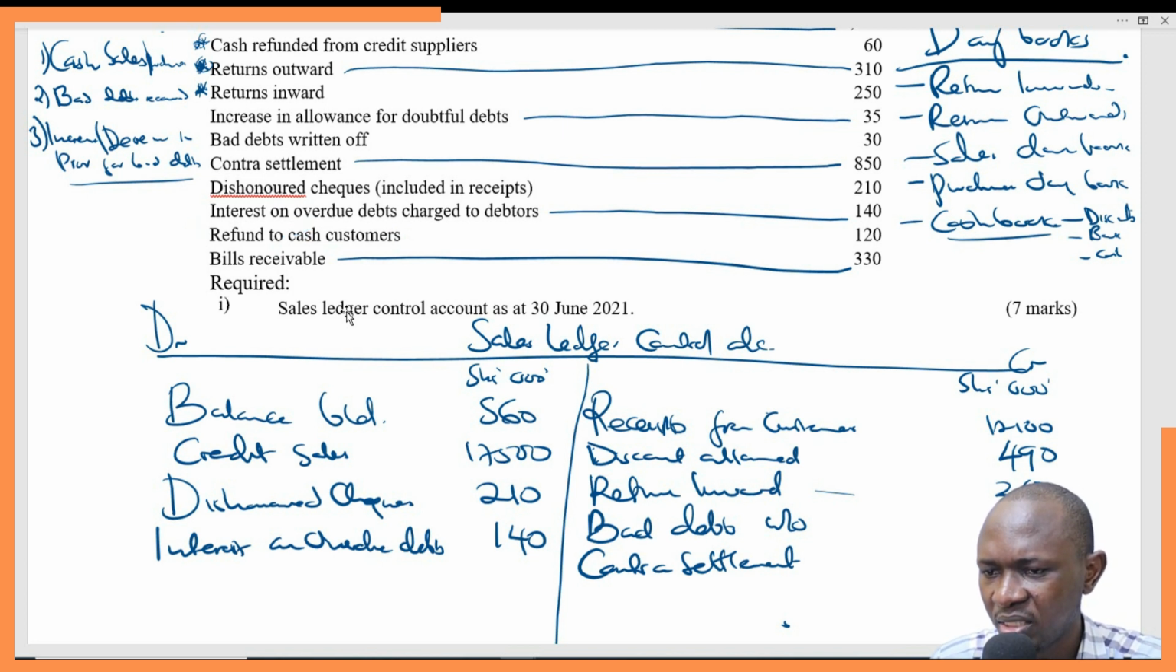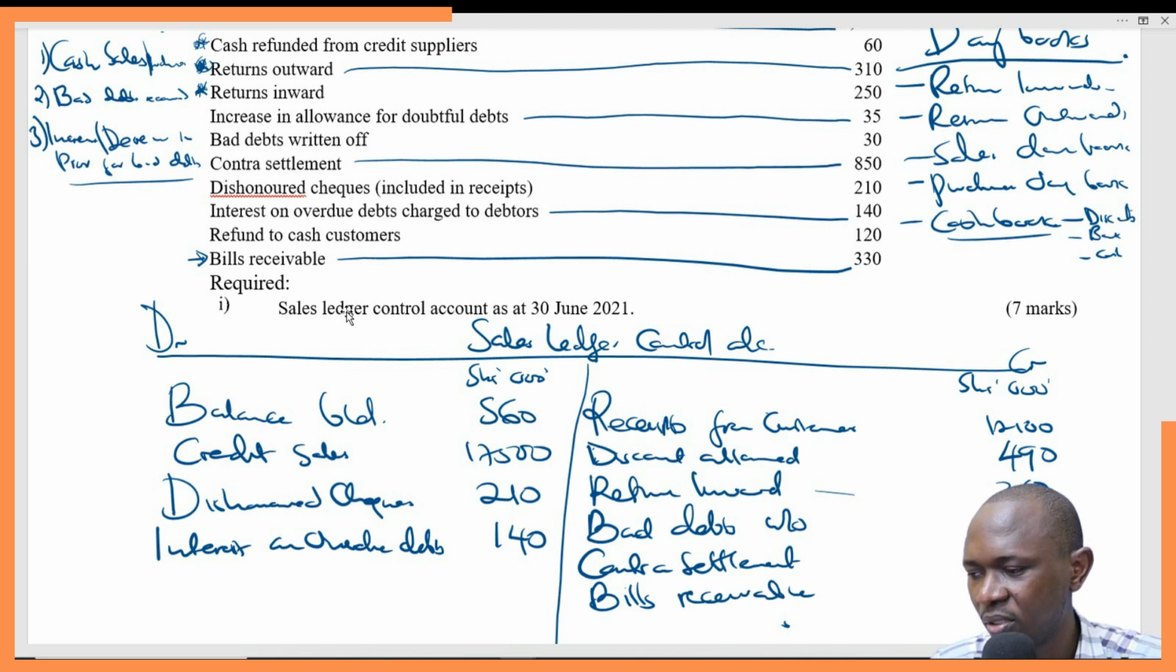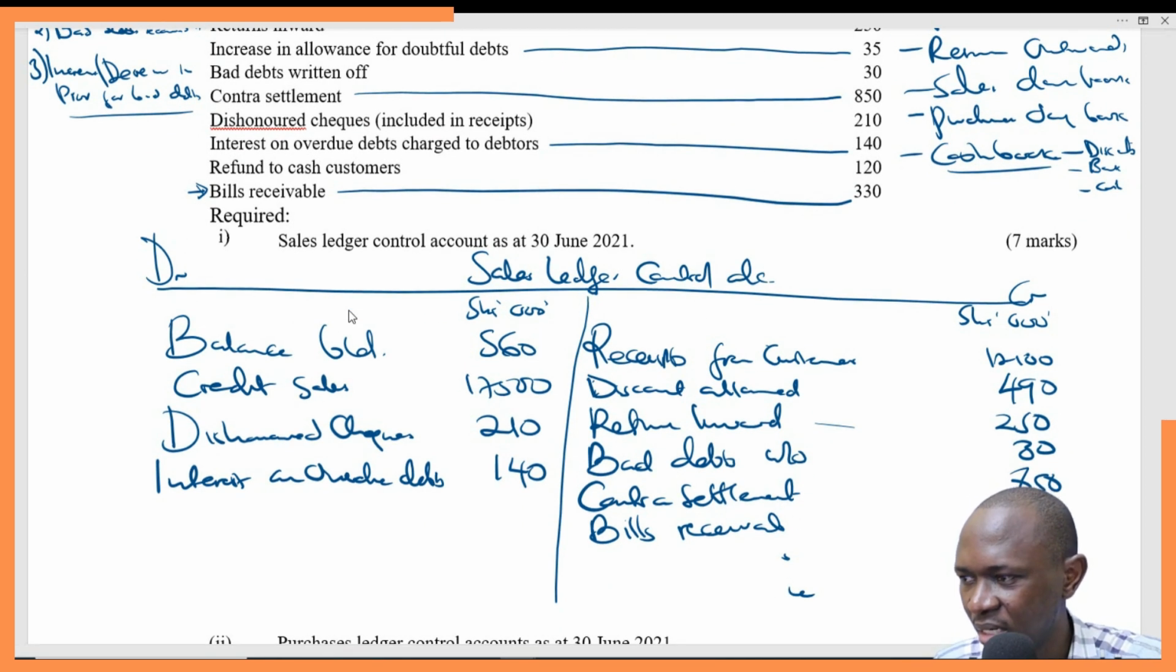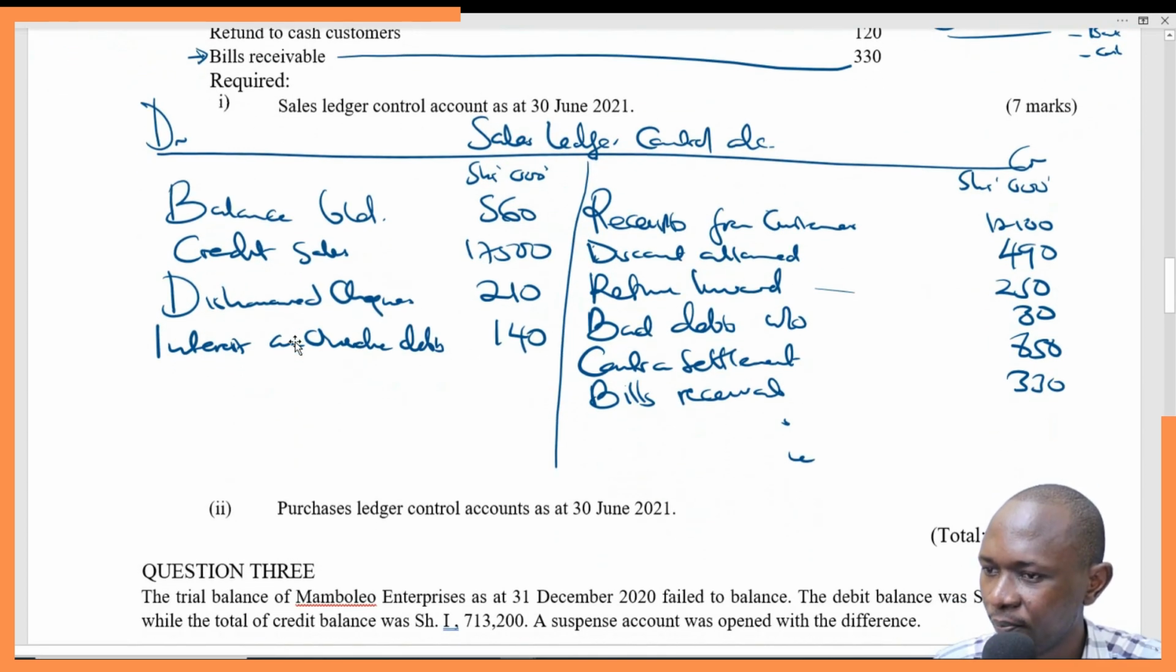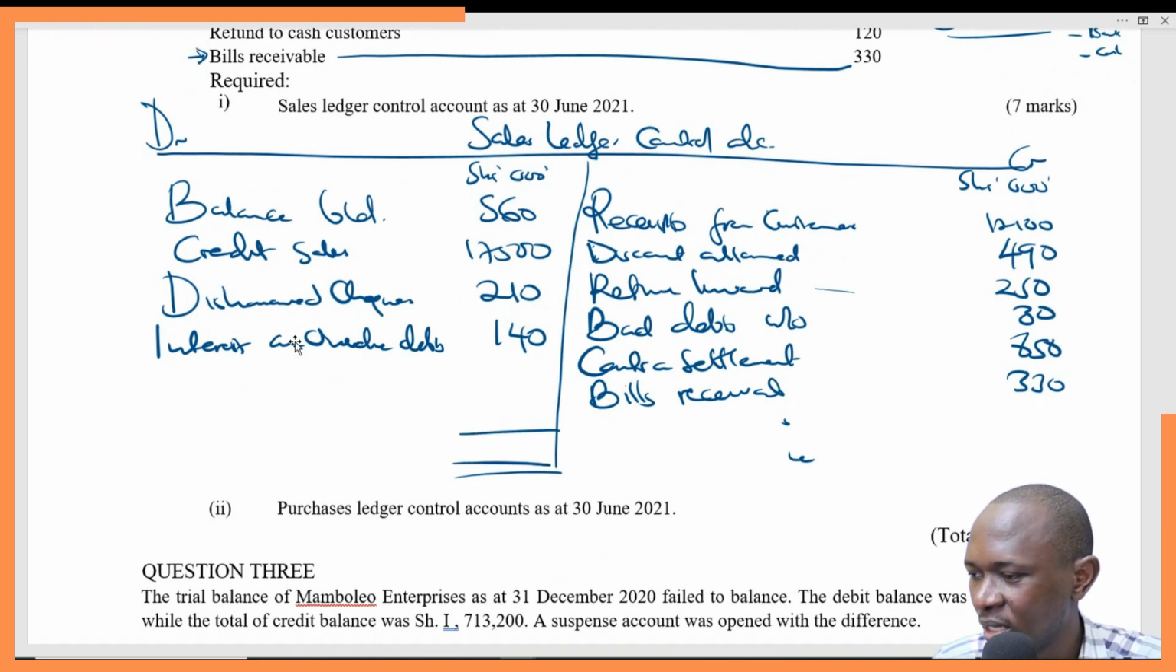So the next thing is bills receivable. Bills receivable will have the effect, this is just like a payment, of reducing the debtor's liability, and this is 330, like that. So then, what do we do? I think we are done. We get the totals here. The side with the highest figure will be our balancing figure. So let's get the totals.